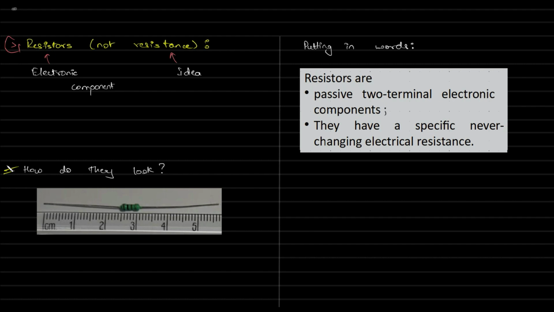So how do they look? See, there are many variations. The one which we can physically see with the bare eye is such resistors. So this is around 6 centimeters long. And the main thing that you need to observe is it has two ends.